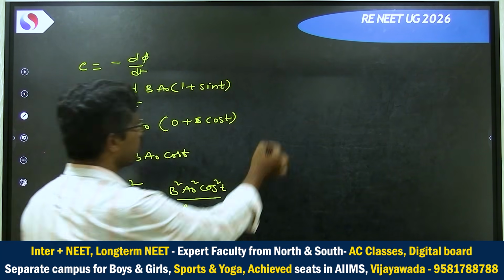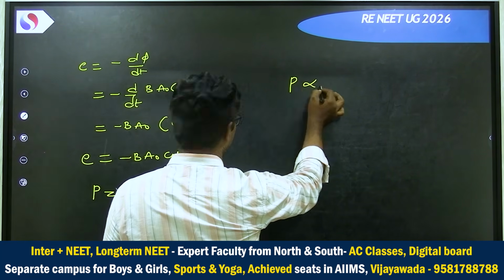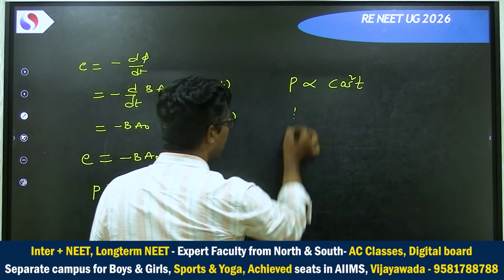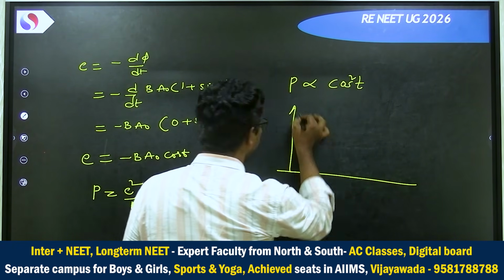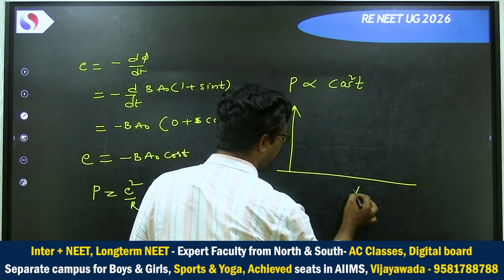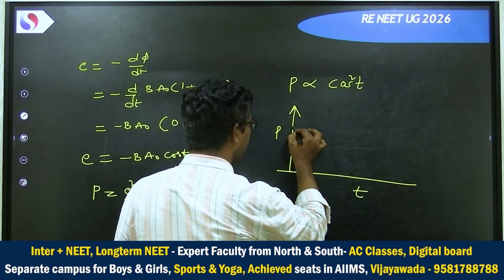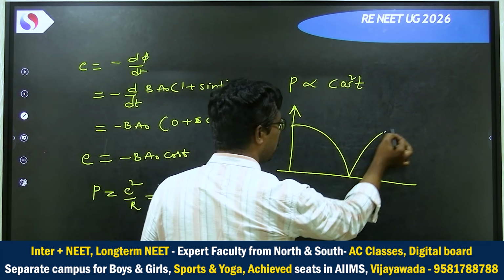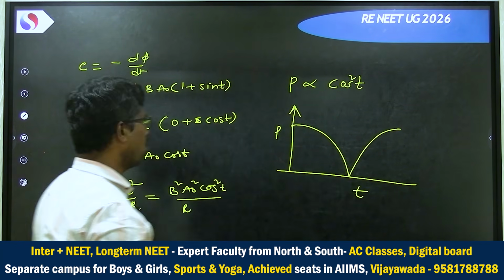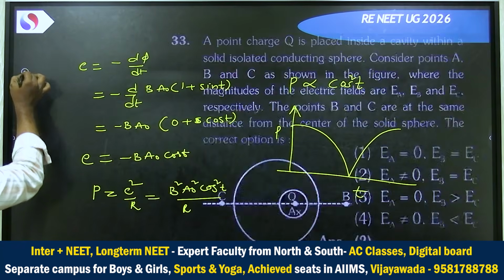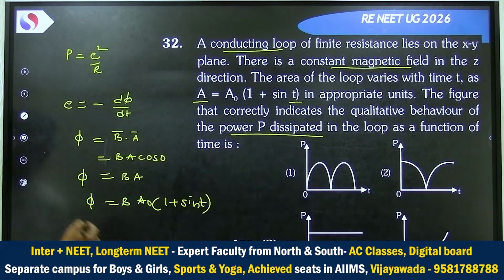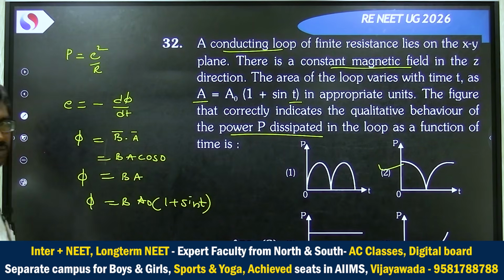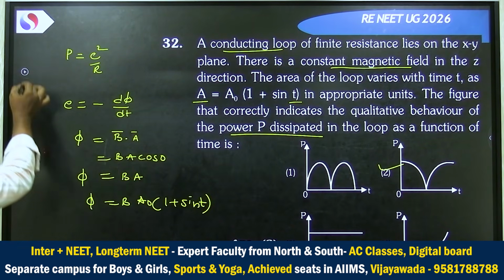That power P is proportional to cos square t. Here the graph is drawn, power and time. Here the cos square graph changes from maximum to 0 and 0 to maximum. Now our answer is the second one. Next question.